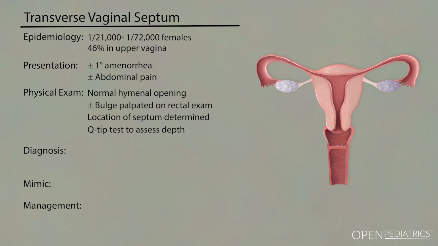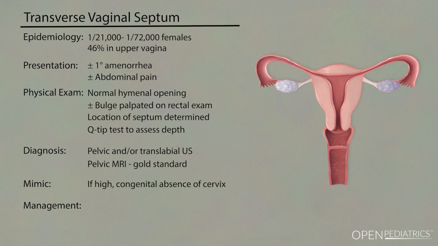A Q-tip test can also be performed to assess the depth of the vagina and thus determine the location of the obstruction. Initial imaging for diagnosis consists of a pelvic and/or translabial ultrasound, with pelvic MRI being the gold standard. A high transverse septum can sometimes be confused with congenital absence of the cervix.